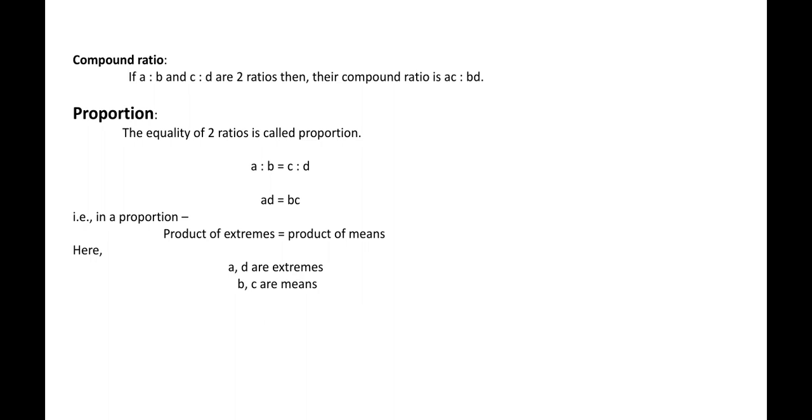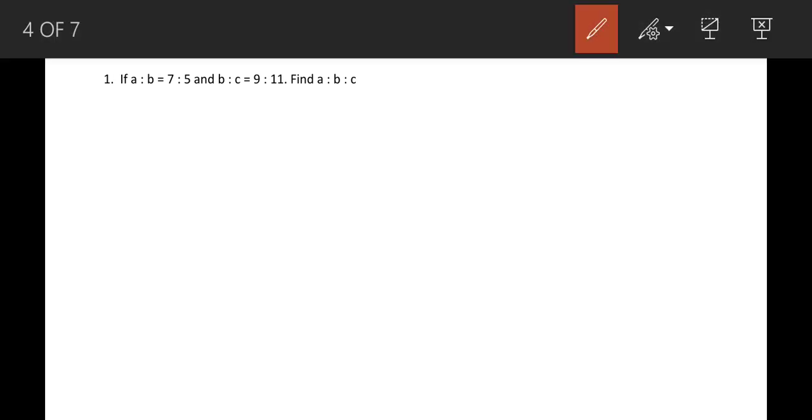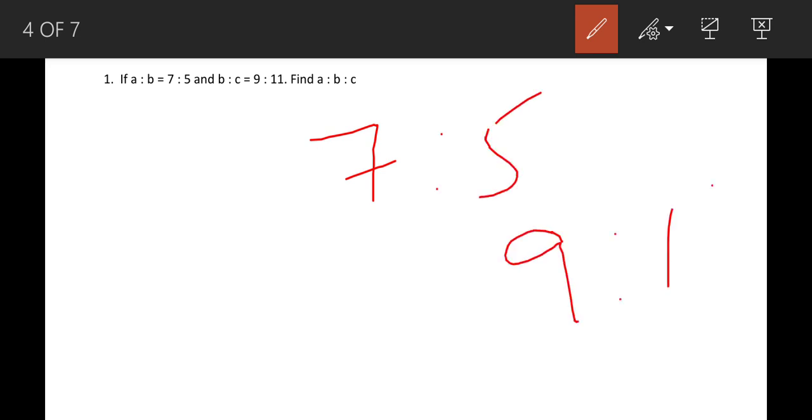Now I will be discussing some problems on ratios and proportions and how to solve them very easily and quickly. See here, first problem. If A is to B is equal to 7 is to 5 and B is to C is equal to 9 is to 11, find A is to B is to C.